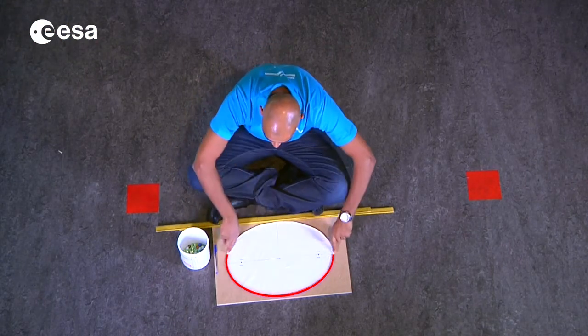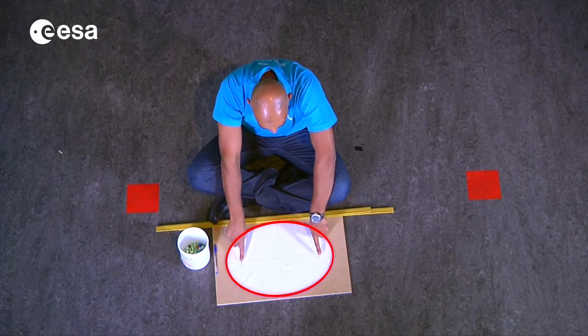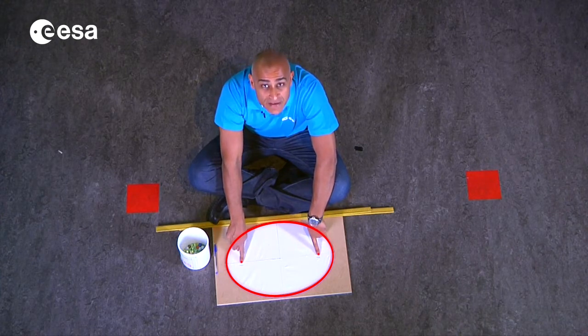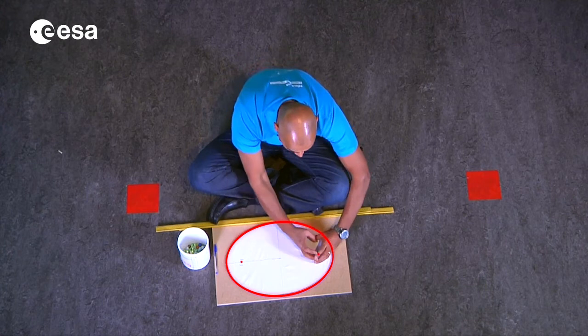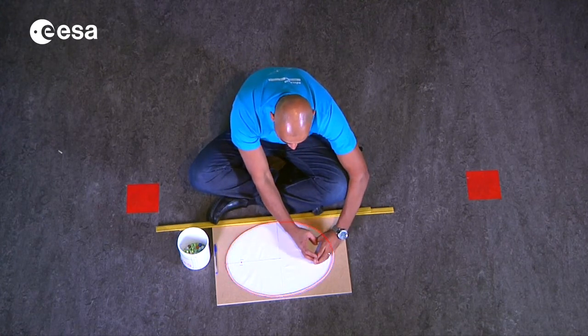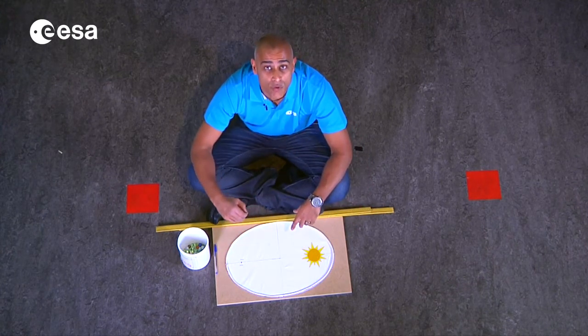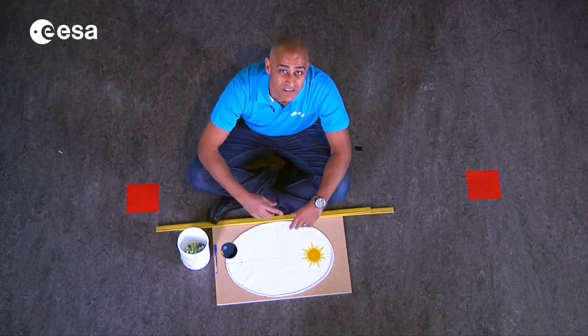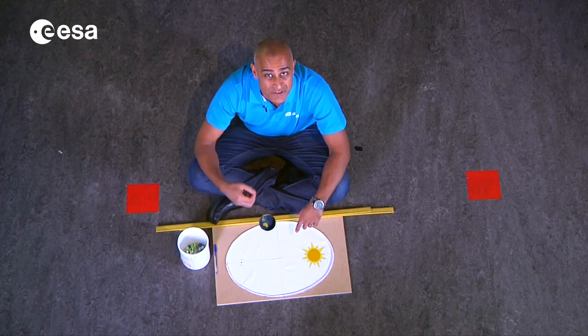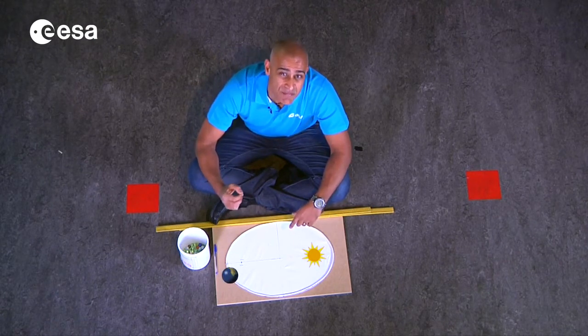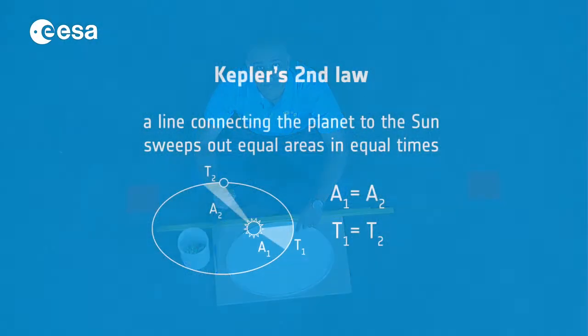And when we have an ellipse, every ellipse has got two foci. For an object orbiting, the Sun is at one of these foci. And Kepler's second law says that a planet orbiting the Sun will sweep out equal areas in equal amounts of time. What does that mean and what does it look like?